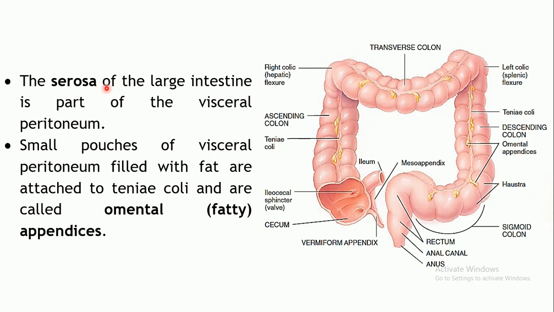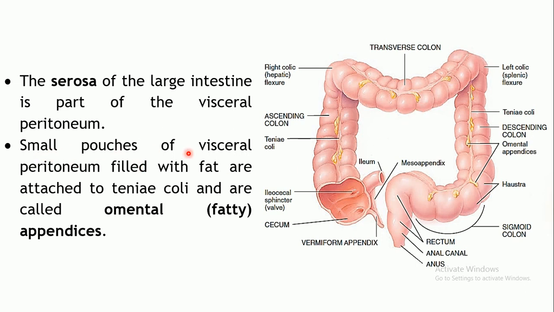So this is to do with the muscularis. Then the last layer is the serosa of the large intestine. This serosa is actually part of the visceral peritoneum. As we have seen in the introduction, the ascending and descending colon are retroperitoneal in nature, that is, they are covered with the serosa only anteriorly, from the front side. Whereas the sigmoid colon and the transverse colon are entirely covered with the visceral peritoneum.